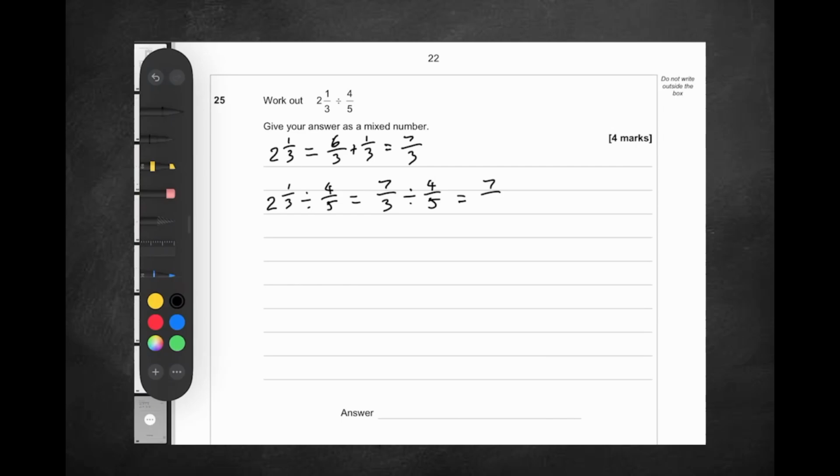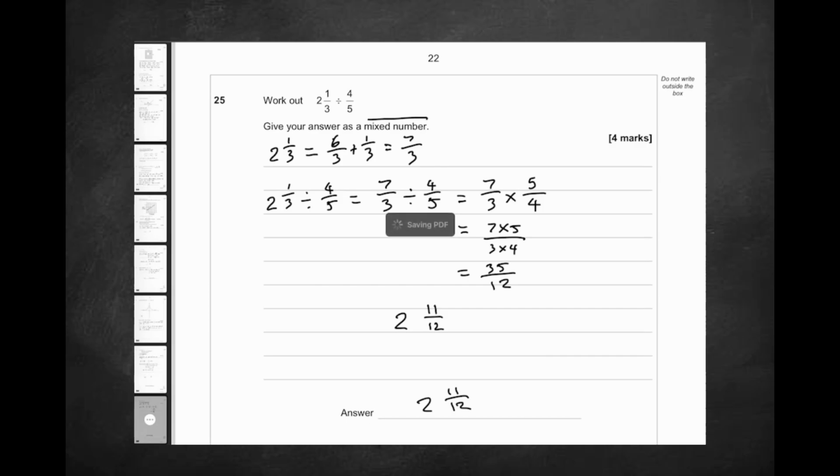So that is going to be the same as 7 over 3 multiplied by 5 over 4. And when you multiply by a fraction, you just times the top and then you times the bottom. So that is just going to be 7 times 5 on the top over 3 times 4, which is 35 over 12. And the answer wants to be in a mixed number. So we need to work out how many 12s go into 35. That's going to be 2 12s go into 35 with 11 left over. So our answer is 2 and 11 12ths.